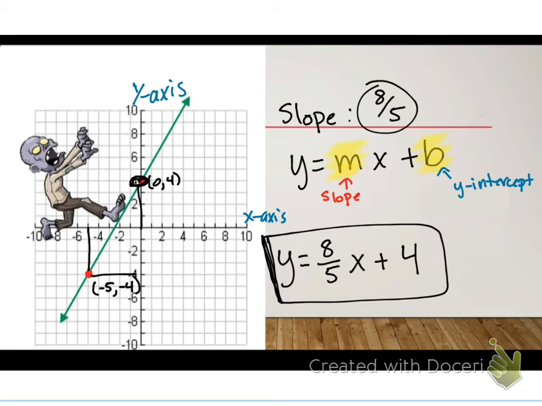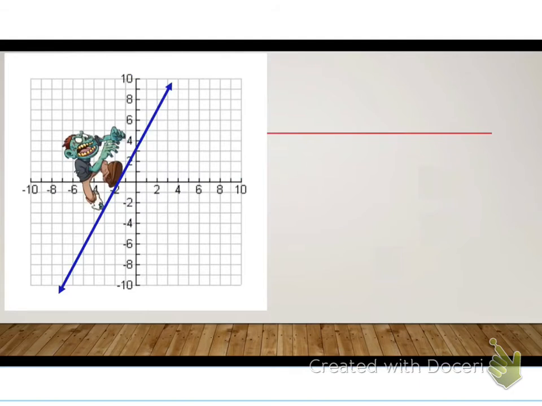Let's say we have another zombie, and that zombie is going to go up a mountain to get some brains or whatever, and we want to know how steep he's going. So our very first point is going to be 0, 3, so 0 and then up 3. Let me do red. And then the other one is going to be 2 and 7. So let's count 7 around here.